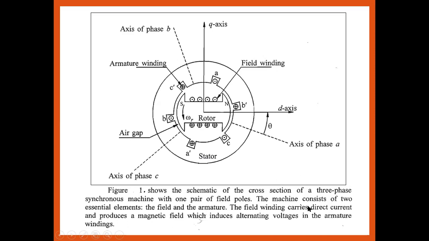The machine consists of two essential elements. Number one, the field winding. Second, the armature. The armature works as the stator. The field winding carries the direct current and produces the magnetic field, which induces the AC voltage in the armature winding. The field winding carries the direct axis and quadrature axis DC current, whereas the armature is the stator.